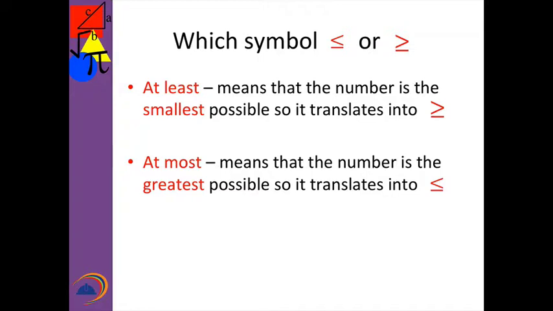The phrase "at least" means that that number is the smallest number possible, and it translates in math into a greater than or equal to sign. "At most" means that the number is the greatest possible number, so it translates into less than or equal to. Those are two things that you're just going to need to remember, and hopefully it makes sense to you.